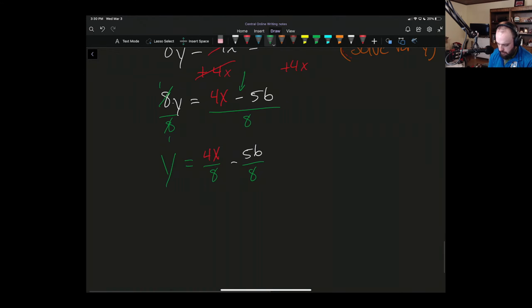So we can simplify this now. We're going to get y equals, we can actually simplify 4 and 8, right? So 4 goes into 4 one time. 4 goes into 8 two times. So we'll be left with 1/2 x. 56 divided by 8 is going to be, why is my brain freezing? There we go, -7.